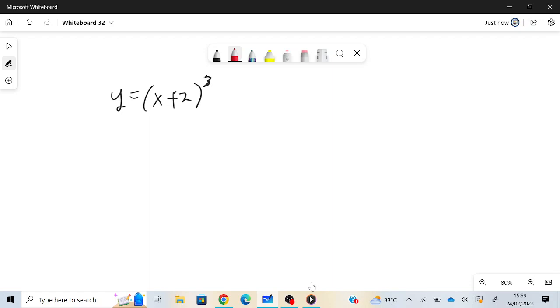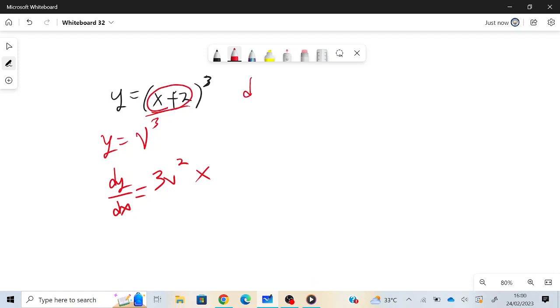Okay, so I can do this by representing my x plus 2. Let me say that's v again. So I now have y equals v to the power of 3. Finding my dy/dx of this, dy/dx is equal to 3v squared, and then I would have to times it by the derivative of what's inside. So inside it's x plus 2.